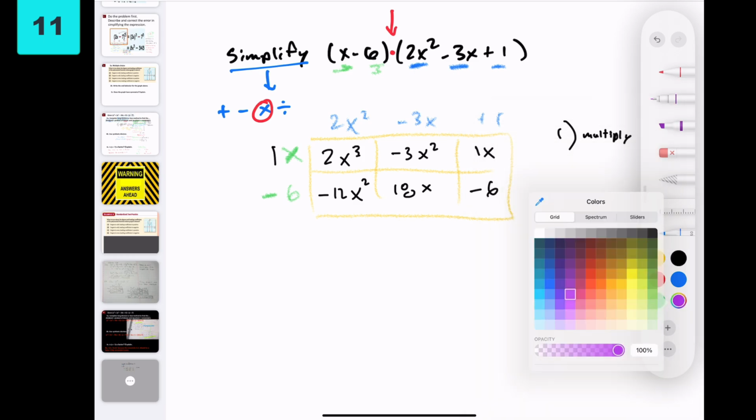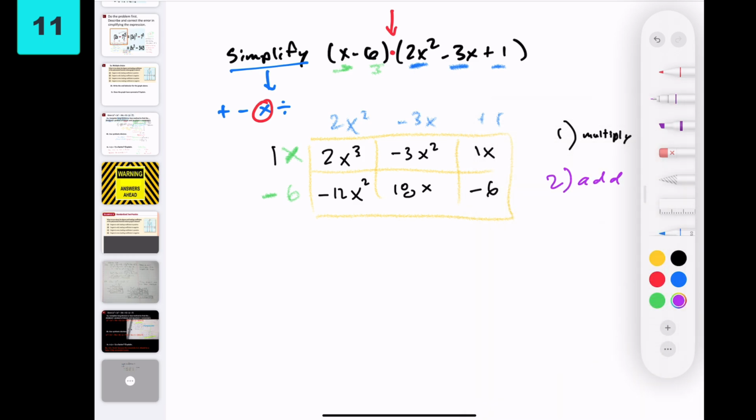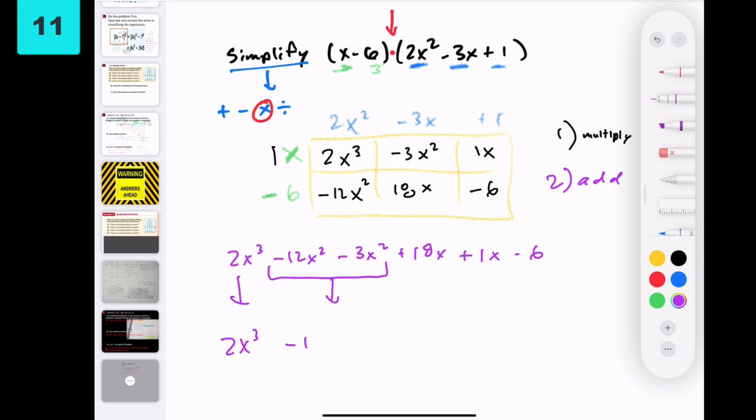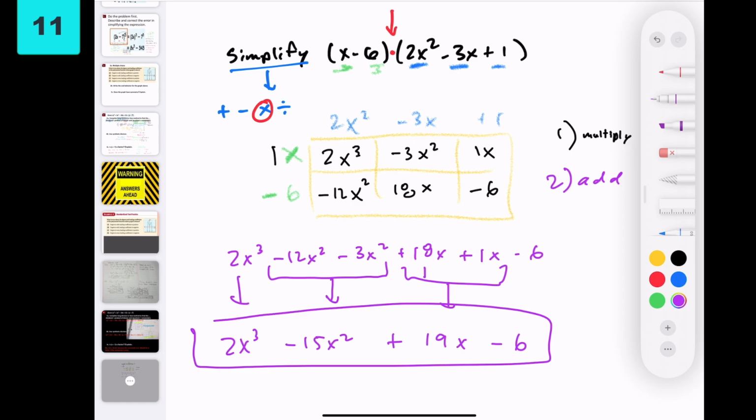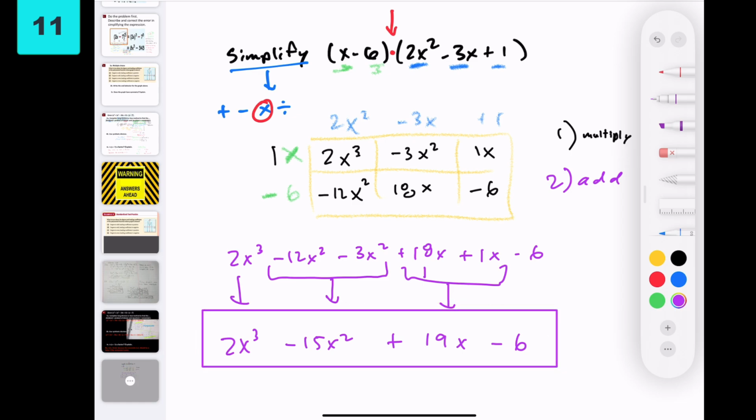Okay, now we're going to add. If you want to, you can just write all these terms out. So this one has no like terms, so 2x to the third. These two are like terms, so you're going to have negative 15x squared. These two, 18 and 1, they'll give you positive 19x minus 6. Let's put a box around it. And that's our answer.